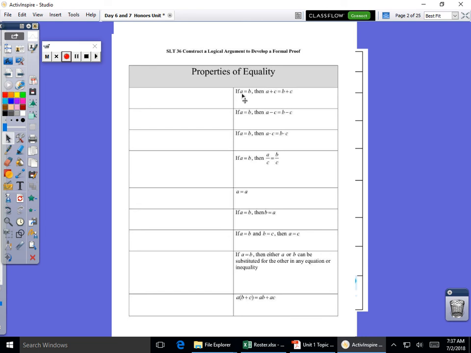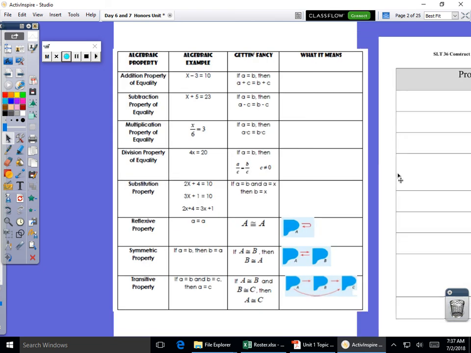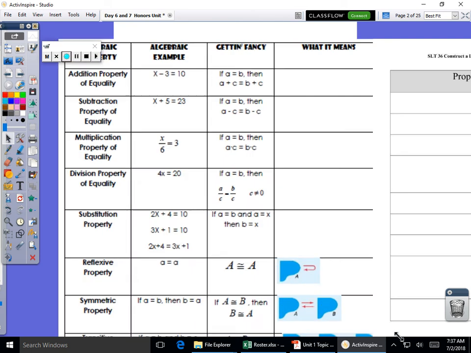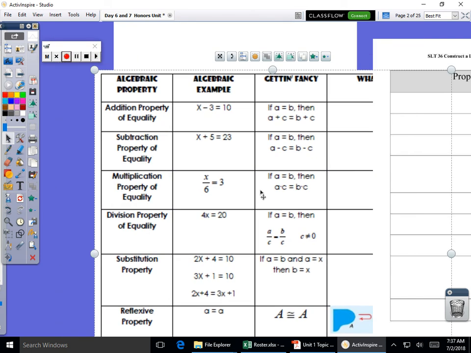Okay, so if A equals B, then A plus C equals B plus C. And this is a certain property of equality. And what we call that first property of equality is the addition property of equality. All right, the addition property of equality states that we can add the same thing to both sides. Like I could say, let me add 3 to both sides. So here we get x equals 13. All right, so your property is going to be addition property of equality.